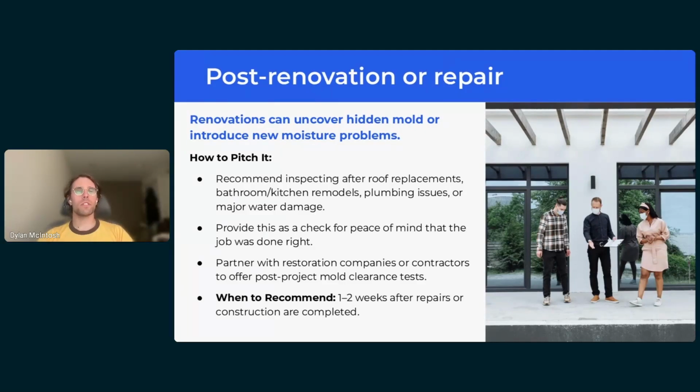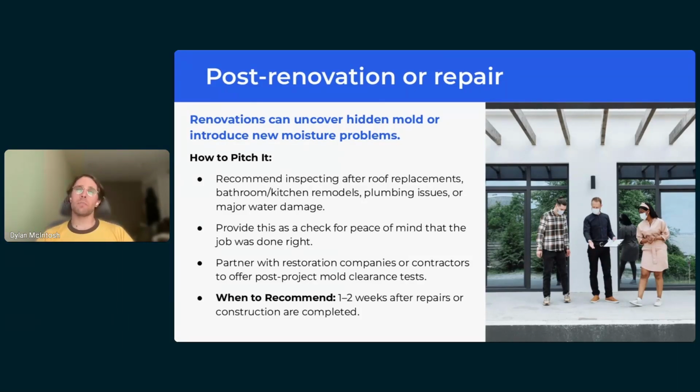We do know a number of inspectors that will partner with restoration companies or contractors to offer these post-project tests. Many of you are small business owners, and just like you get a lot of connections with realtors and other professionals, this is another kind of networking that you could consider starting to build with these contractors or remediation professionals.